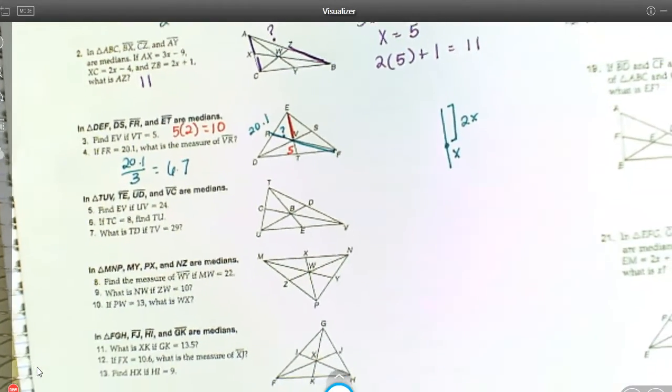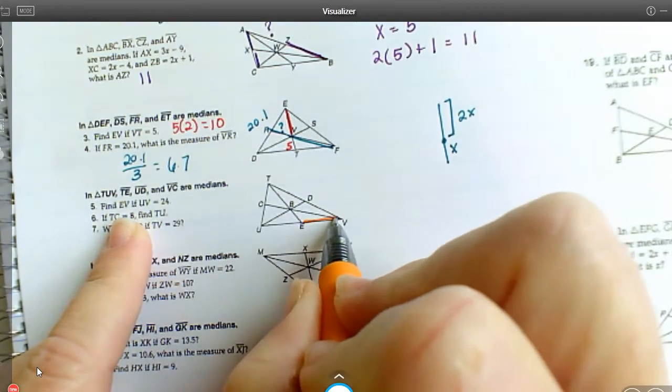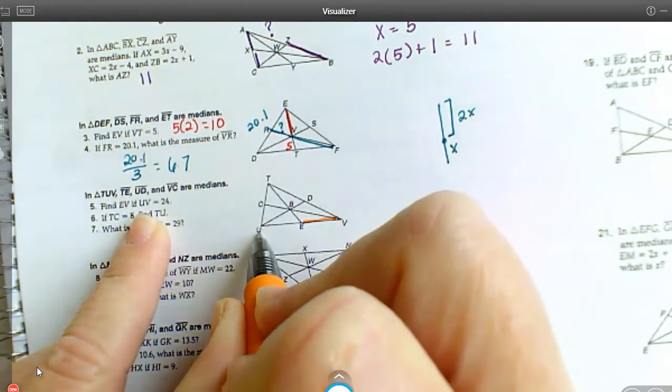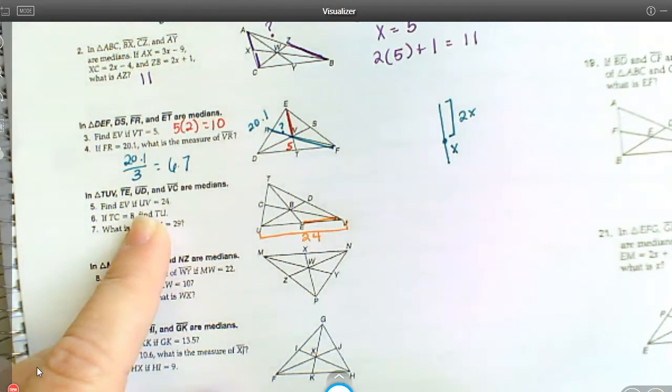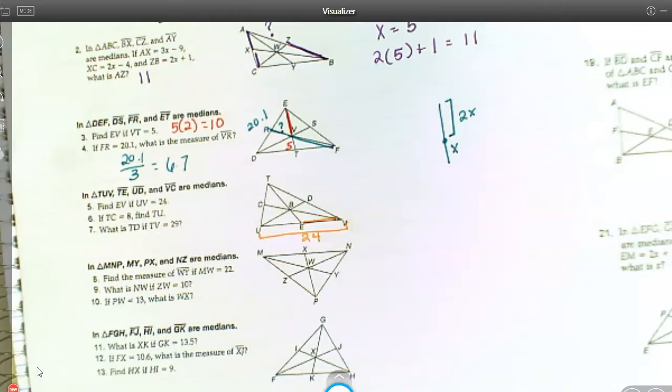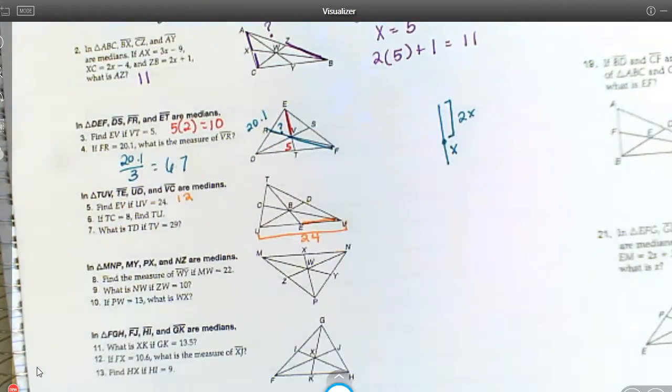Okay, let's look at a couple more. Find EV, so find this part right here, if UV, the whole side, is 24. So what do you think? Divide it by 2. Because we're just looking at the side, we're not looking at the median, which is on the inside, we're just looking at the sides. And we know on the sides that they're equal. It's just the inside where they're not equal. So this is 12. Okay, next.